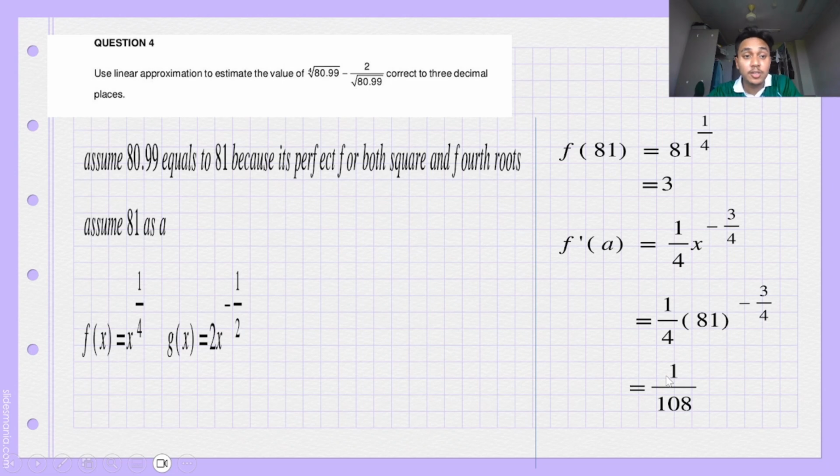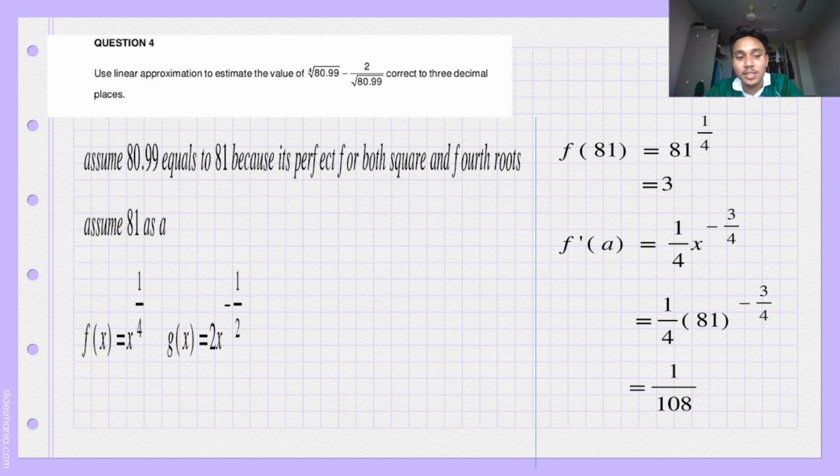For question number 4, they told us to use linear approximation to estimate the value of the equation above. As you can see, the number is not suitable enough for both roots. So we're going to change it into the nearest number to make it perfect for both roots. So we're going to change it into 81. After that, we're going to split the equation into two equations, which is f(x) equals x to the power of 1 over 4, and g(x) equals 2x to the power of negative 1 over 2.